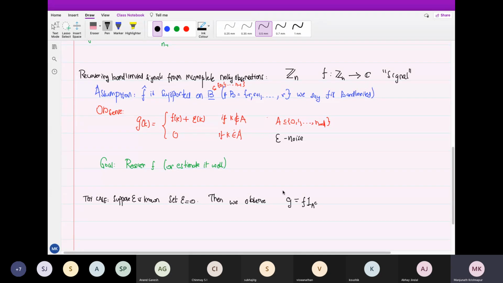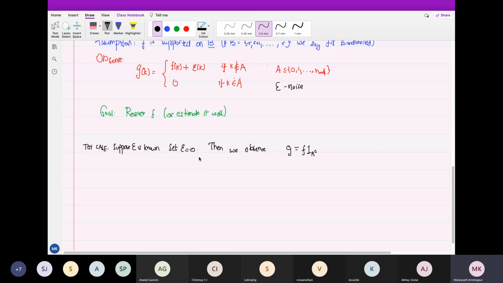Okay, so the question is, can we recover? Can two signals give the same observation? So recovery is the same as asking whether the mapping of F to G, signal to observation, is injective. If it's injective, that means you can recover the signal. Whether you can, how you recover is another question. That's a practical question of importance.